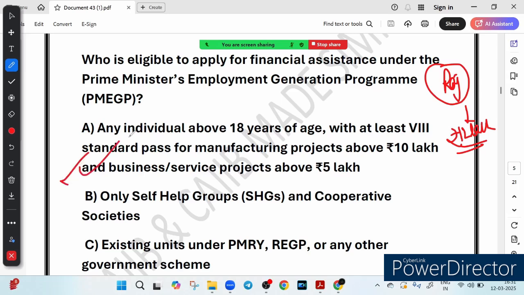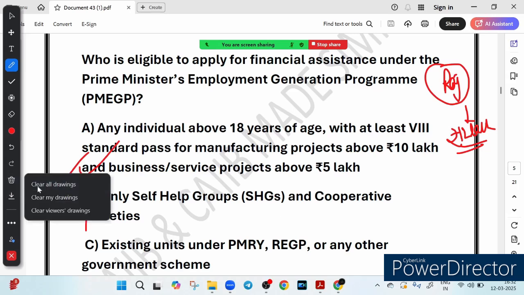Option number B suggests only SHG and cooperative society. See, SHG, self-help group, society and cooperative can apply. They are not the only eligible entities. For example, if Ramesh as an individual wants to start a grocery store, he can apply alone without being in an SHG or cooperative society. Since PMEGP is not limited to just SHG and cooperative, that's why this option is incorrect.